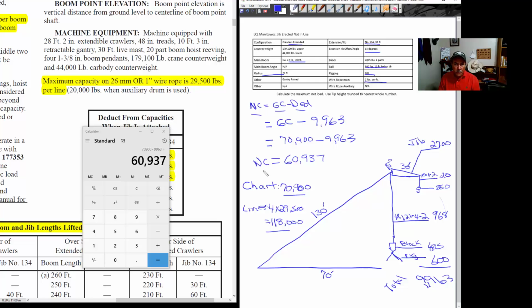And net capacity is how much we can safely lift with the crane when the crane is configured with 130 feet of boom at a 70-foot radius. If our load weighs more than 60,937, there's a chance that we could have an accident. The crane could collapse or the crane could tip over. So to be safe, we have to make sure that our load is less than our net capacity.